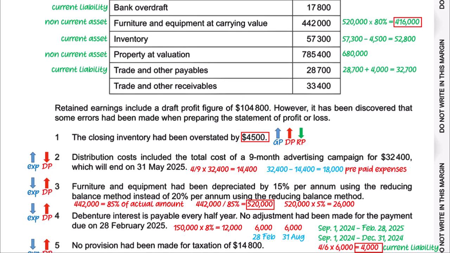category of other payables. So we will add it to that and write it accordingly. Okay. Trade and other receivables are the current assets, and the prepaid advertising expenses essentially falls under the category of other receivables. So we will add it to that and write it accordingly. The taxation amount mentioned in the error number 5 is also a current liability.